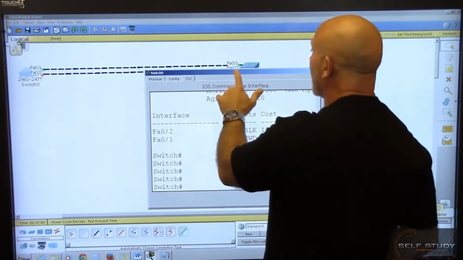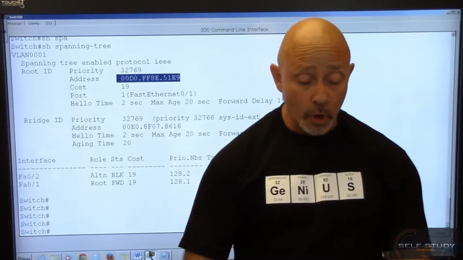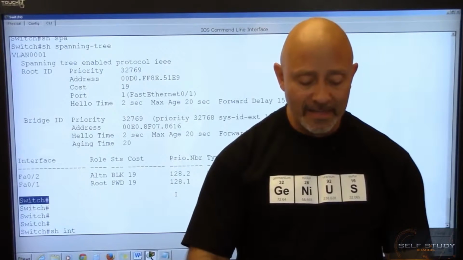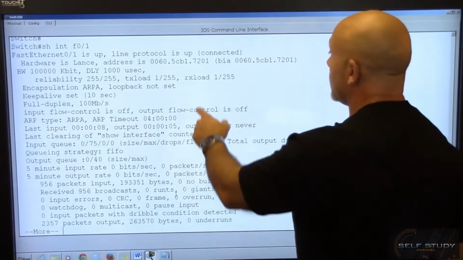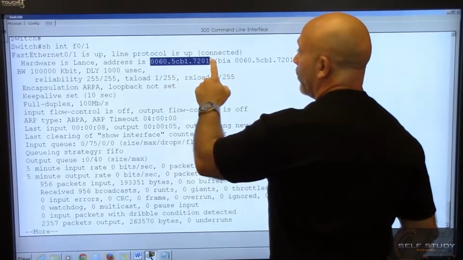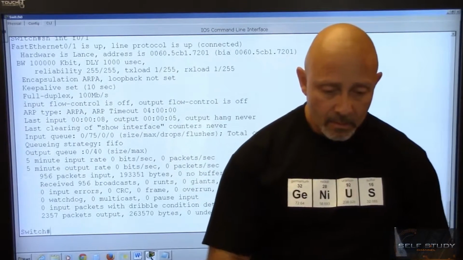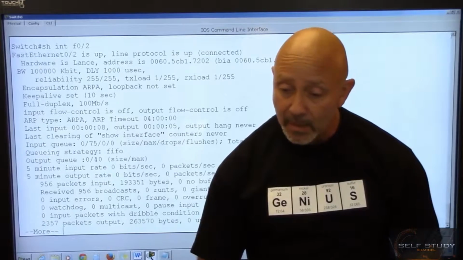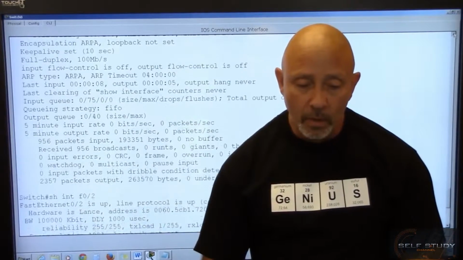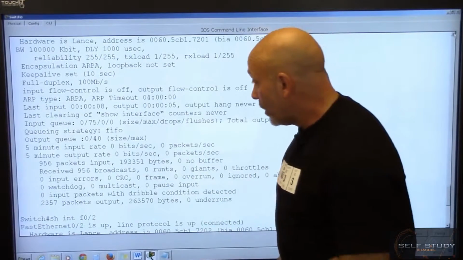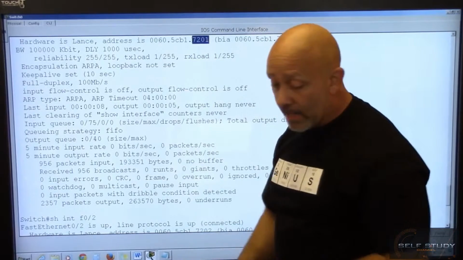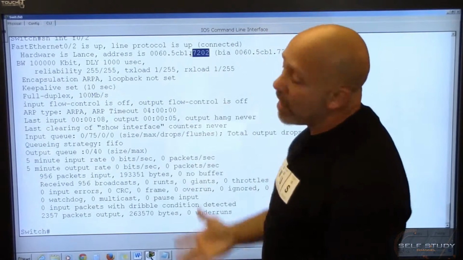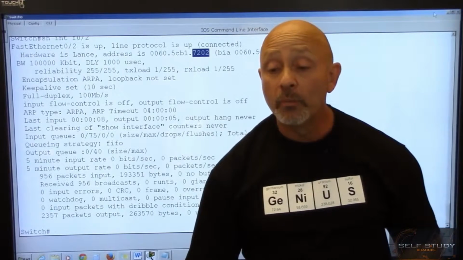But let's take a look, and let's maximize it. Let's take a look at the ports. Show interface F0/1, right? Here's the MAC address of port 1. So let's look at the MAC address of port 2. Port 2 looks similar, except the last portion of the MAC address is 7202, where the other one is 7201. So this one is 7201, and the one for the other port 2 is 7202. So it has a higher MAC address, and that's why it chose to block that port.